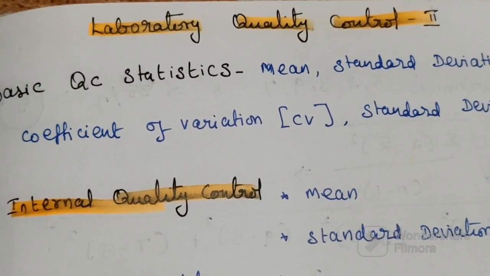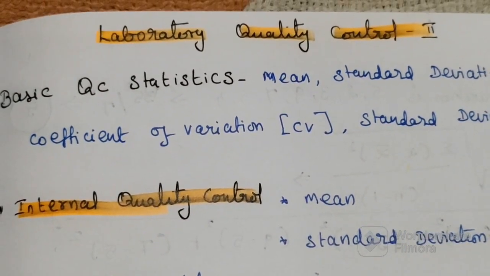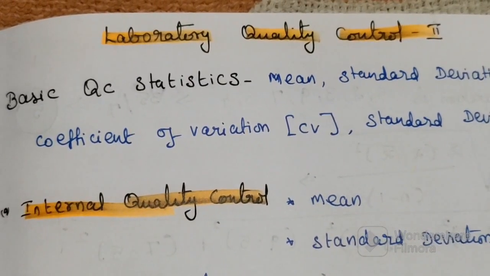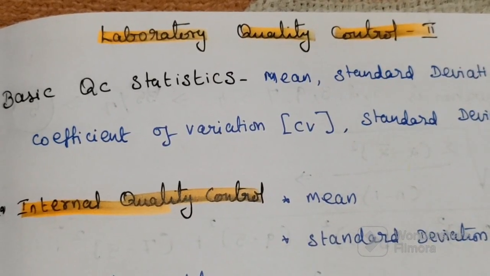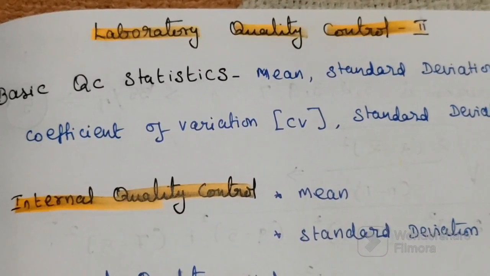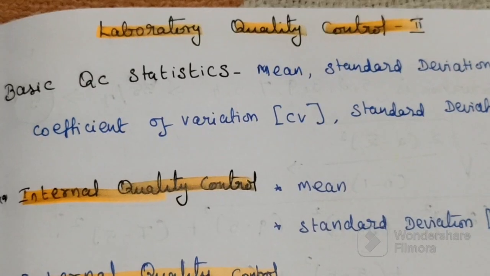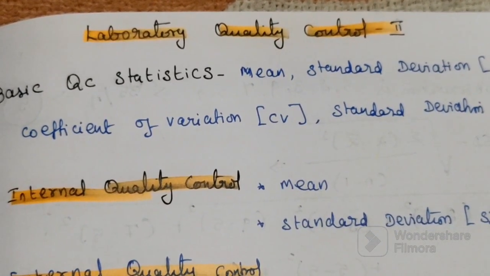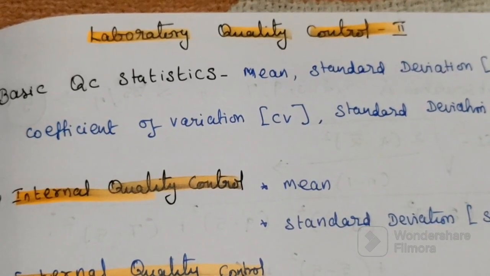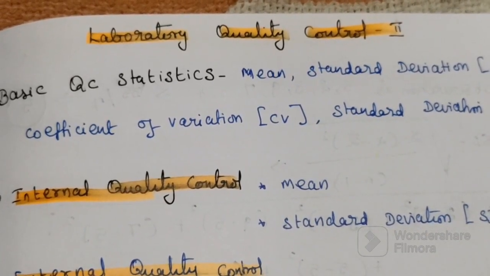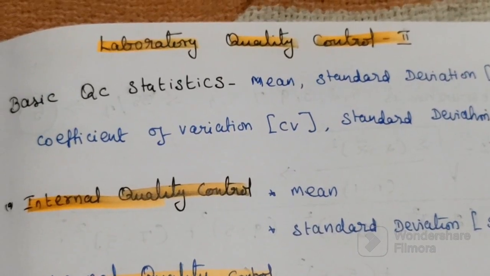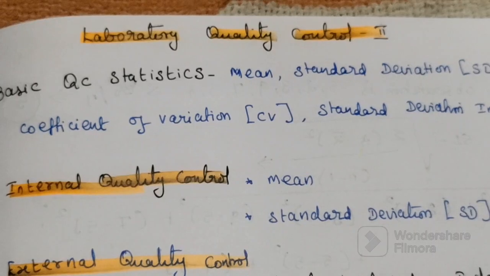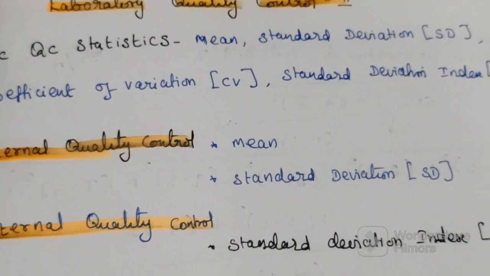In this video, we'll discuss laboratory quality control too. As we know, quality control is a statistical process, so we need to understand some basic statistics for monitoring and evaluating the analytical process. Why do we want to know statistics? For monitoring and evaluating the analytical process.